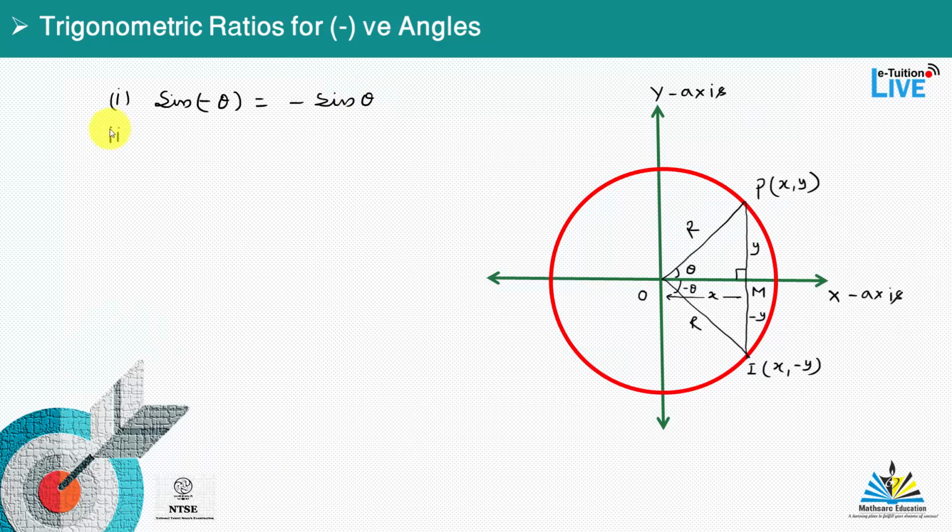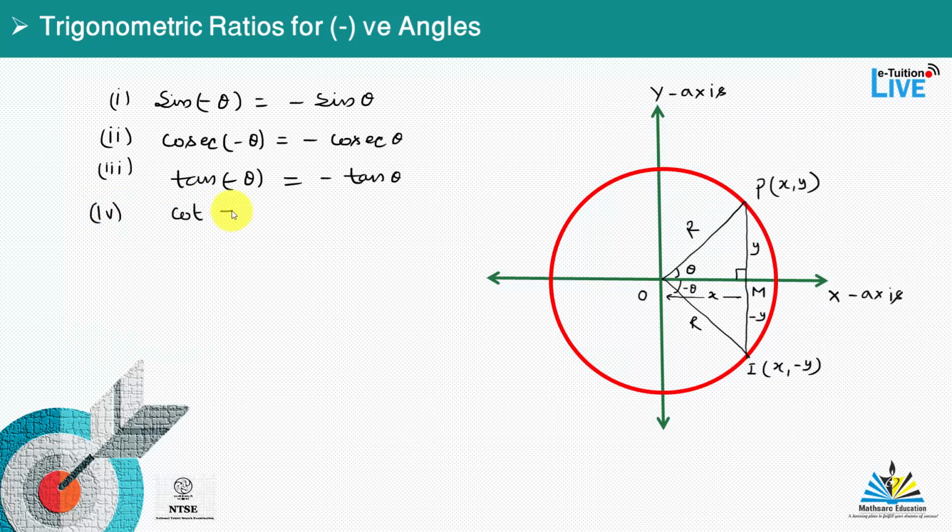Second, cosec of minus theta is equal to minus cosec theta. Third one, tan of minus theta is equal to minus tan theta. Fourth one, cot of minus theta is equal to minus cot theta.